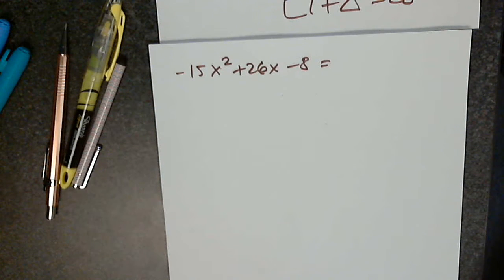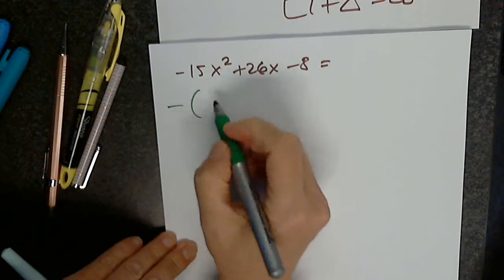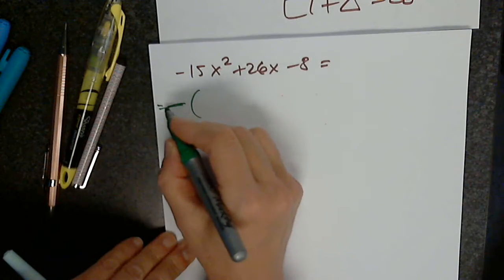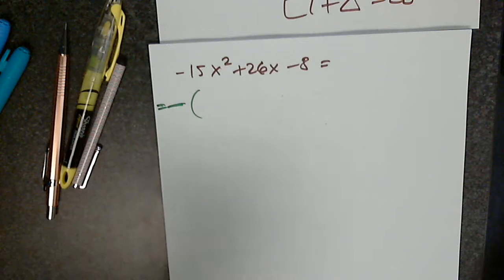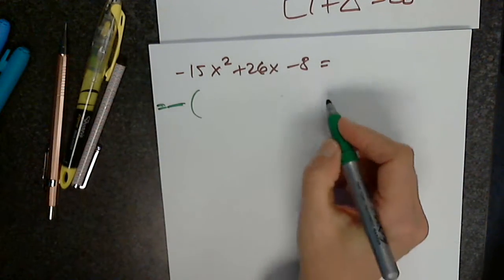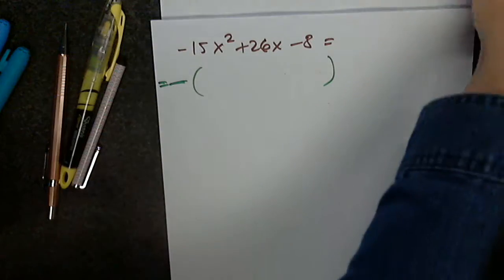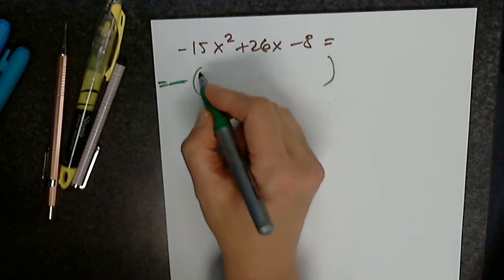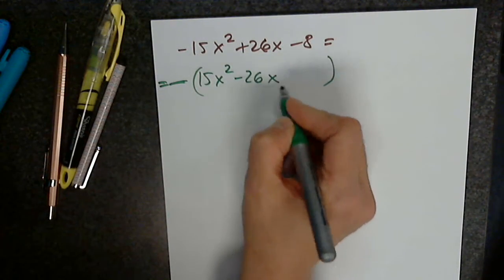Can anyone give us the first step? Take the negative out. Yes. It's in descending order. There is a negative leading coefficient, but no greatest common factor, no special product, and the leading coefficient is not 1. So what do we have in parentheses? Can anyone dictate? 15x squared minus 26x plus 8.